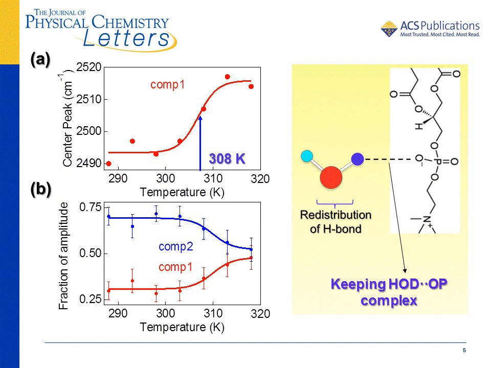The center peak frequency of the component 1 spectrum is significantly blue shifted, from 2490 cm⁻¹ at 28 Kelvin to 2520 cm⁻¹ at 318 Kelvin. And its temperature dependence shows a sigmoidal pattern, as shown in figure A.